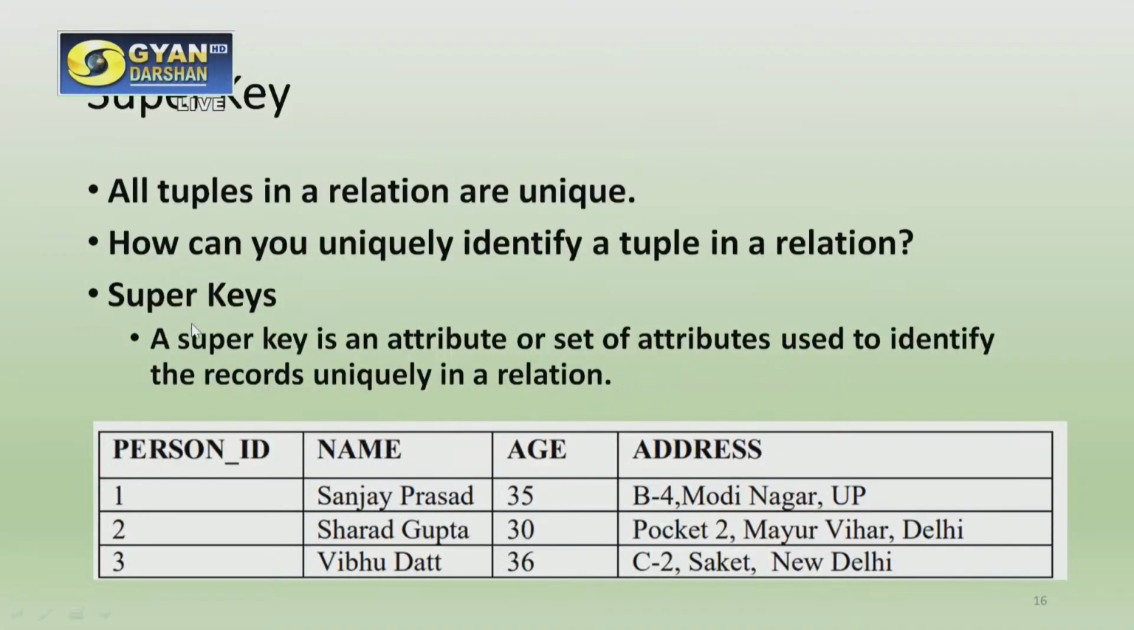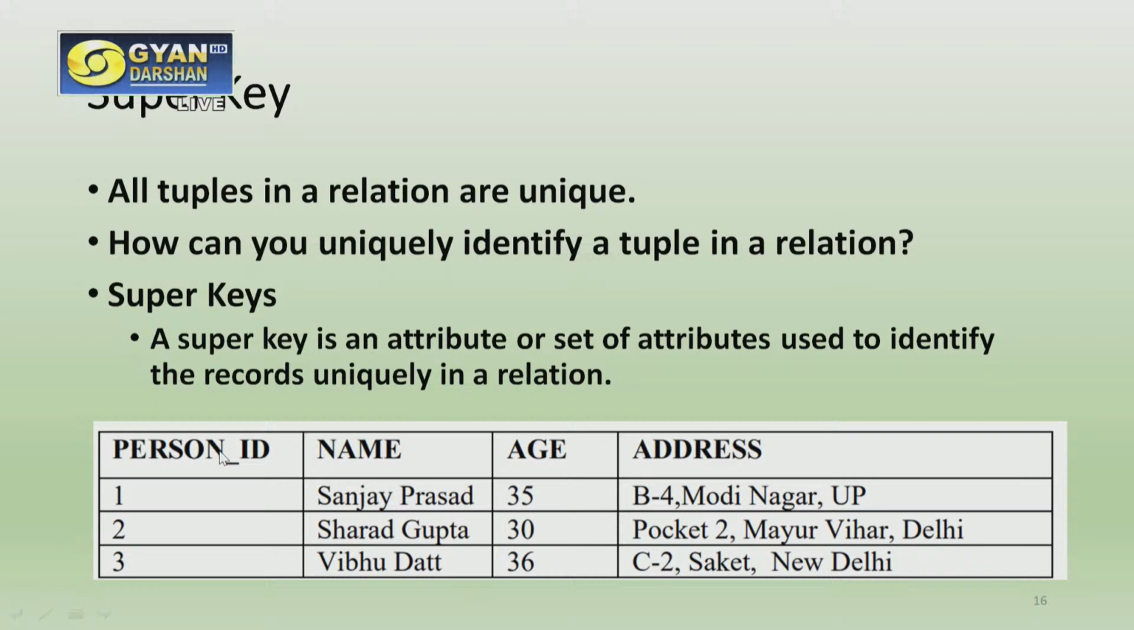Well, there are three concepts associated here. One is called the super key. The second one is called the candidate key. And the third one is called the primary key. So let us look into the super key first. A super key is an attribute or set of attributes used to identify the record uniquely in a relation.